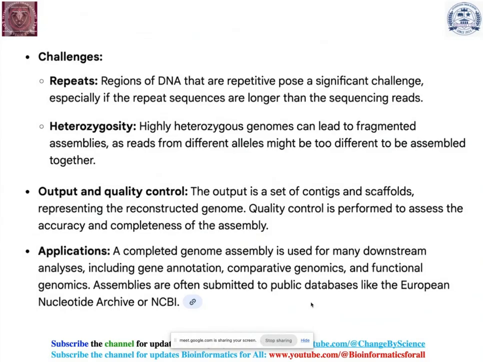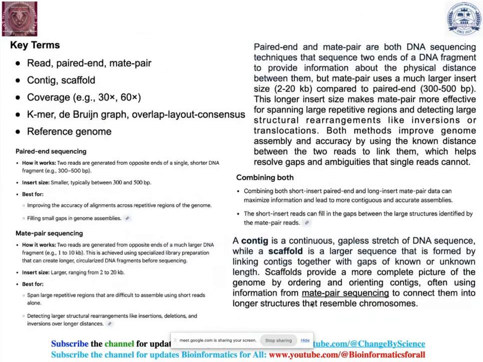Assemblies are often submitted to public databases like the European Nucleotide Archive or NCBI. Then there are some key terms which you need to remember while you are working on de novo genome assembly: what is a read, what are paired end, mate pair, contig, scaffold, coverage, what is 30x coverage and 60x coverage. Then k-mer, which is most important in de novo genome assembly, and why people need to use an odd k-mer number instead of an even number, and then overlap layout consensus, and then of course reference.